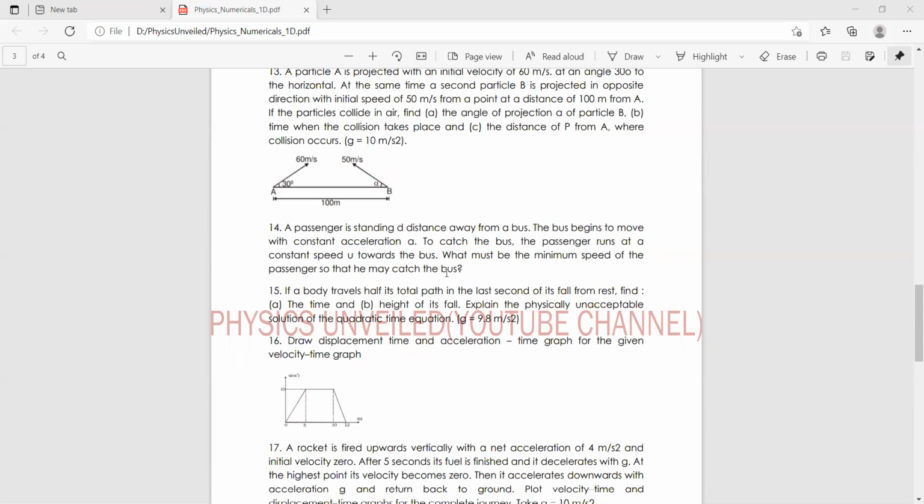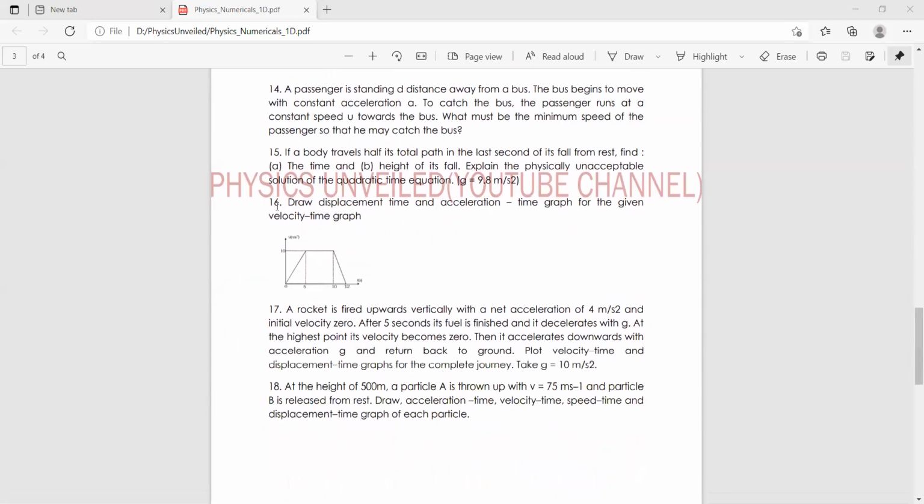What is the minimum speed of the passenger so that he may catch the bus? Again, this problem can be remodeled in different formats, like the thief and police problem, or sometimes a two-particle problem, like the one I gave just before. The concept is more or less the same. I hope you'll be able to solve it, because we have already discussed this problem while discussing motion in one dimension, where we discussed velocity and speed.